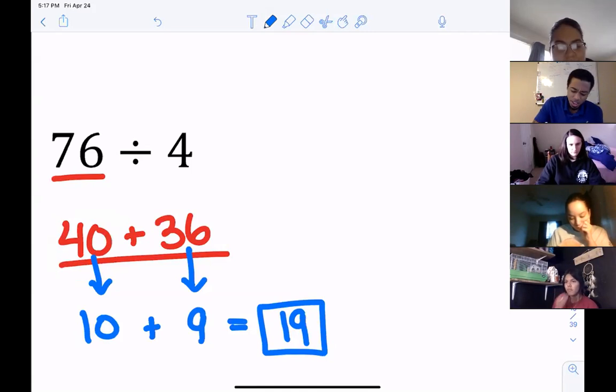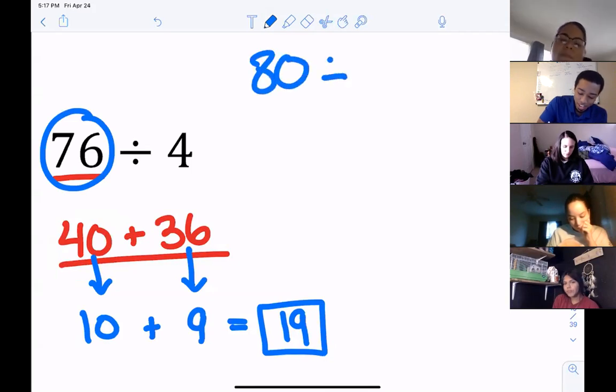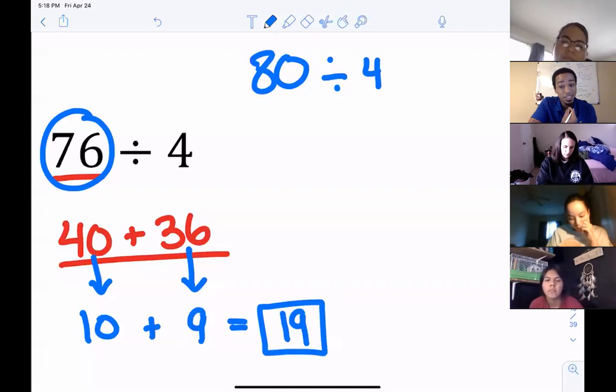Now, I'm going to teach you another very easy way to do this. Everybody, 76, something I noticed is that it's really, really close to 80. If I had 80 and I divided 80 by 4, would that be an easy one to do? Yeah. What's 80 divided by 4?